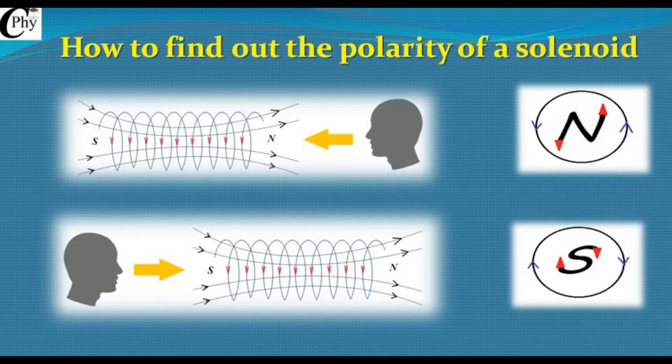On the other hand, if you look at the solenoid from its left, you will see that the current is flowing in a clockwise direction. Now if the current flows in a clockwise direction, then that end of the solenoid acts as a south pole.